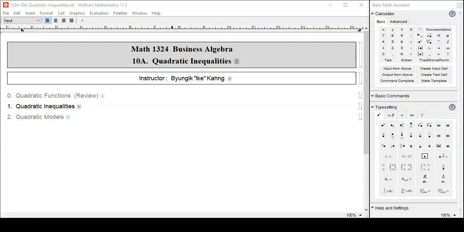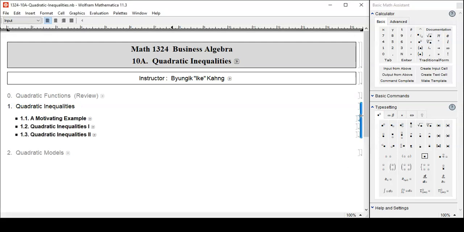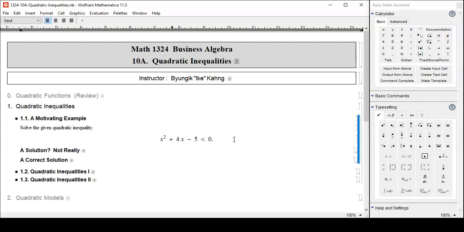Here, Lesson 10a, Quadratic Inequalities. As I said, this is rather pure math oriented, but this is still important because we are talking about a synthesis of two different systems, graphical and algebraical. Let's see how we synthesize these two. Let's begin with a motivating example.